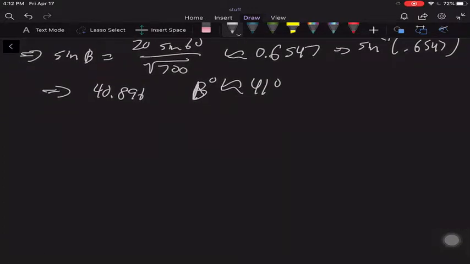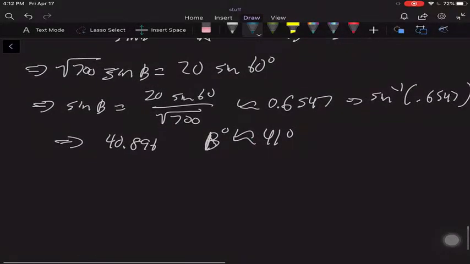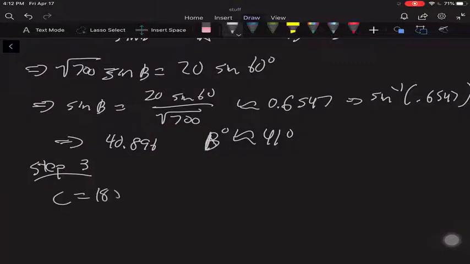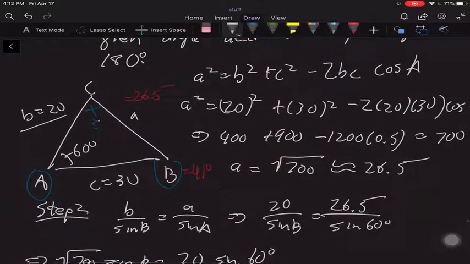And from here, because we now have angle A and angle B, we can now use this to figure out angle C. So what we're going to do is subtract A and B from 180. So C is equal to 180 minus A minus B, which is going to be 180 minus 60 minus 41, which is going to give us 79. So C is equal to 79.